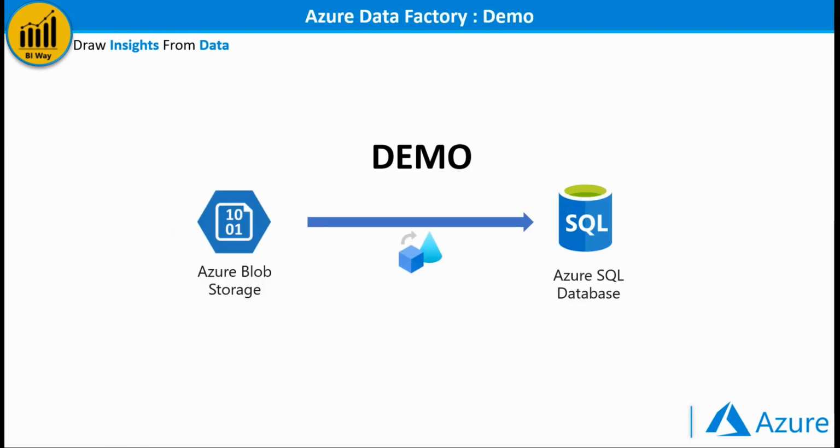For our example, we will see how to create a pipeline that copies and transforms data from an Azure Blob Storage source to an Azure SQL database sink using mapping data flow. So let's jump to the Azure portal and see how it works.